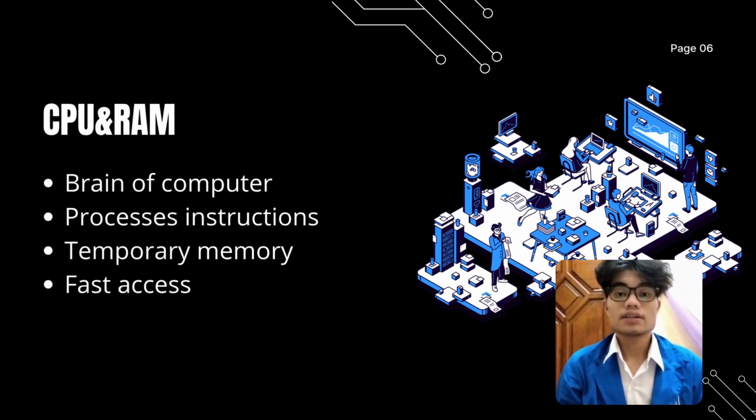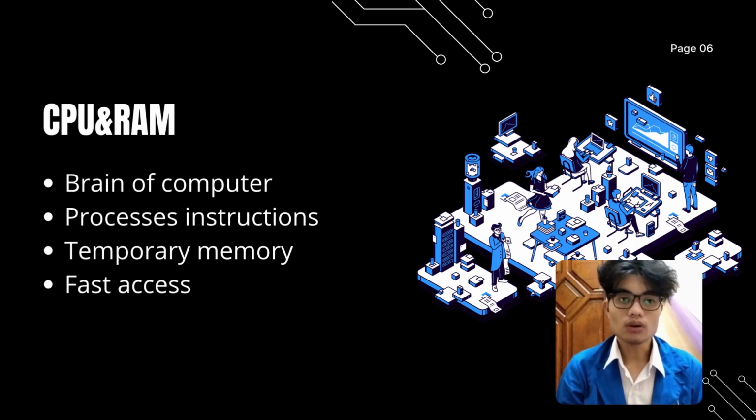Next slide. CPU and RAM. CPU, they have brain of computer, process instruction. And RAM, they have temporary memory, fast access.